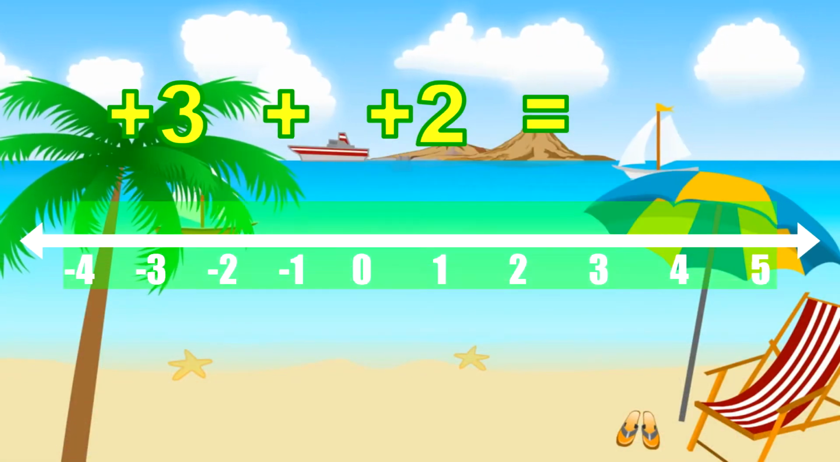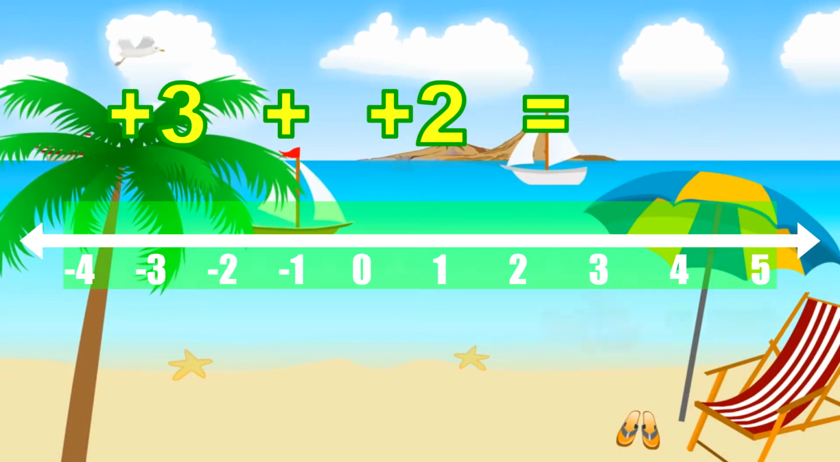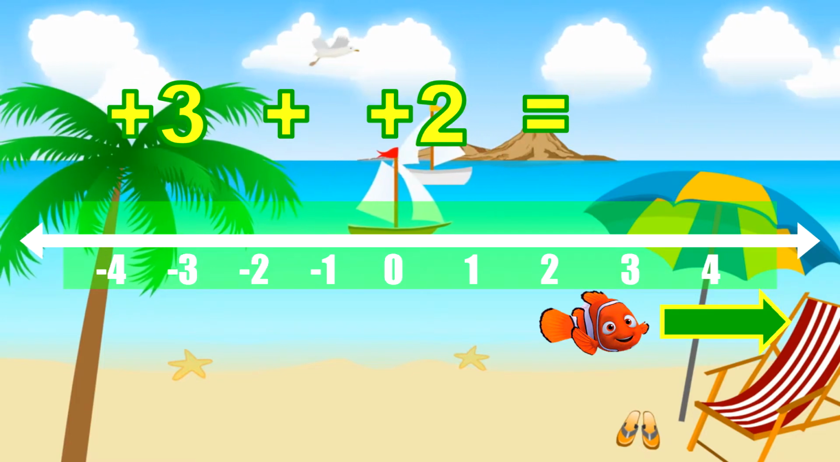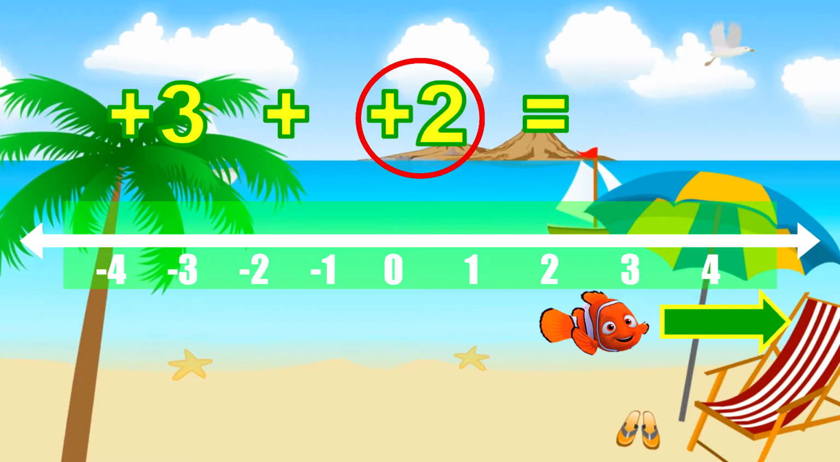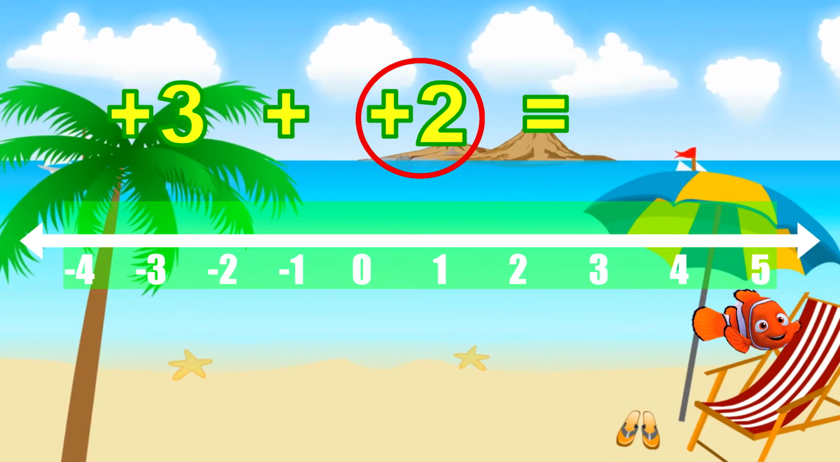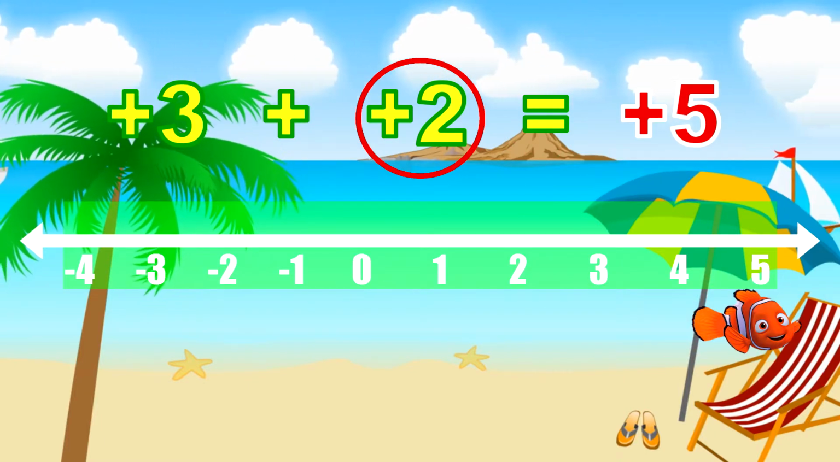Positive 3 plus positive 2. Nemo the fish is under the positive 3. And since you're adding a positive number, it will move to the right. 1, 2, and the answer is positive 5.